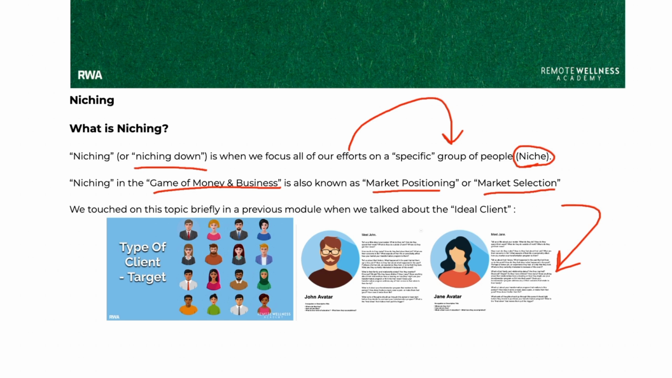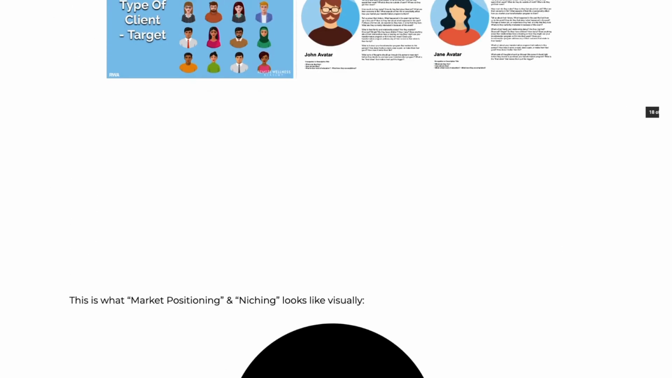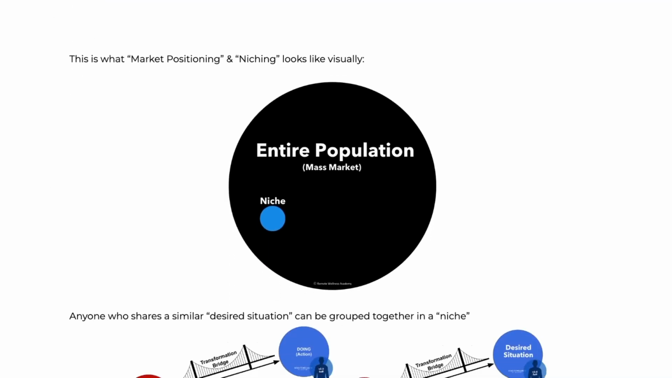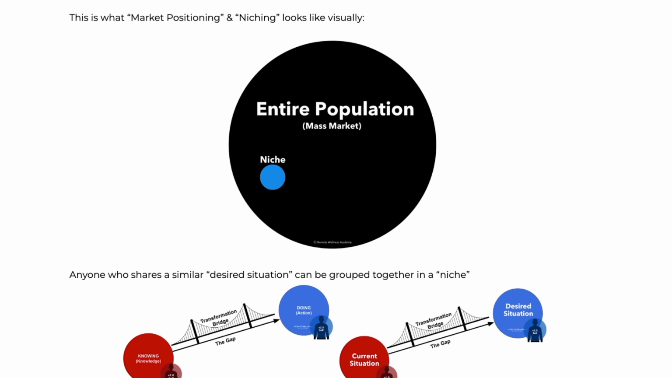Visually, what this entire concept looks like is that you have the entire population, what we call the mass market. At this point, that's not only the country but really the entire world, because when you run an online business, the entire world is open to you. But let's say, hypothetically, an English speaking audience: United States, Canada, UK. That would be the mass market, the entire population. Within that is your market position, your niche, the group of people that you are helping specifically, and how that market position is different from other competitors and what they are offering. This is what it looks like visually when we talk about market positioning and niching.